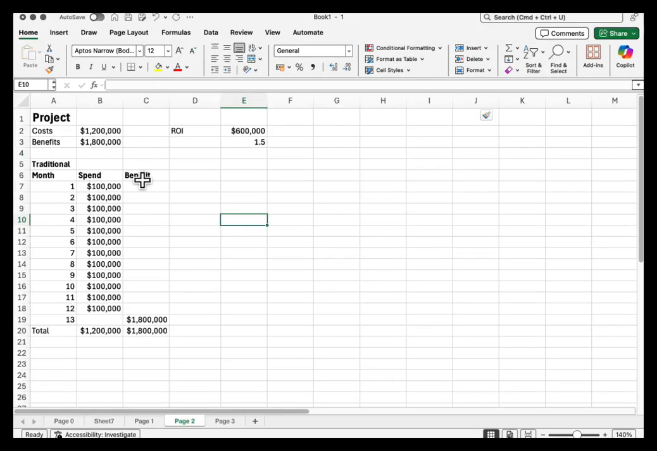So let's say our project is going to play out over a year. And each month for 12 months, we spend 1/12 of our costs. $100,000 for 12 months means we spend a total of $1.2 million. And let's suppose at the very end, the day after the project completes, we get all the 1.8 million benefits. So that's our simple model.